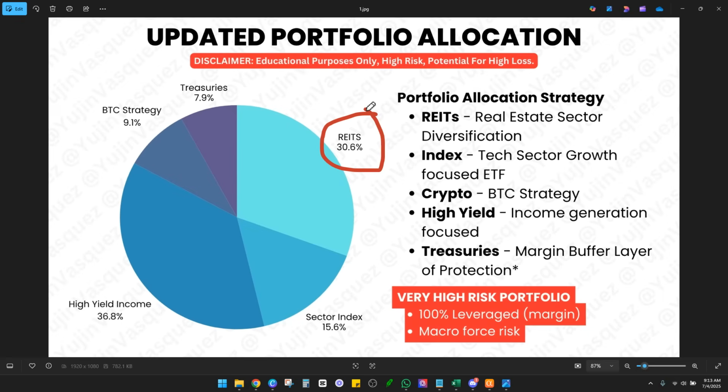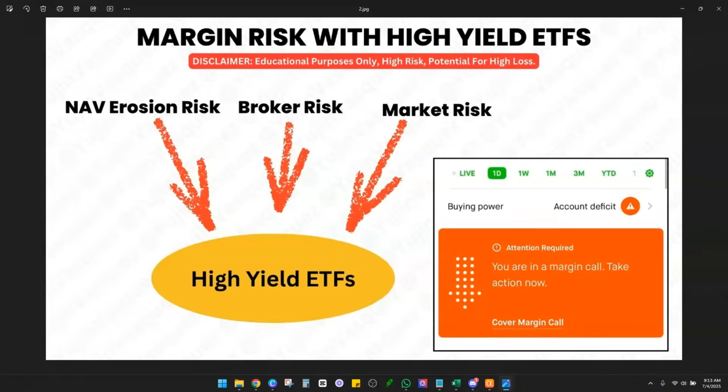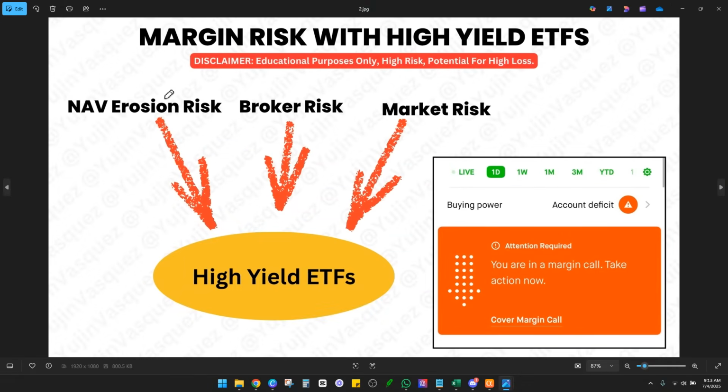And then of course we have REITs, which is the unloved sector right now because it's tied to real estate, and real estate has been pretty much in a bear market for about 3 years. So hopefully in 2026, we'll see that turn around. Things are starting to look way better for REITs, especially with the passing of the OBBB. All right, so I also have a sector index, which is just for growth. Okay, so let's talk about those risks with high yield ETFs. We're gonna start here.